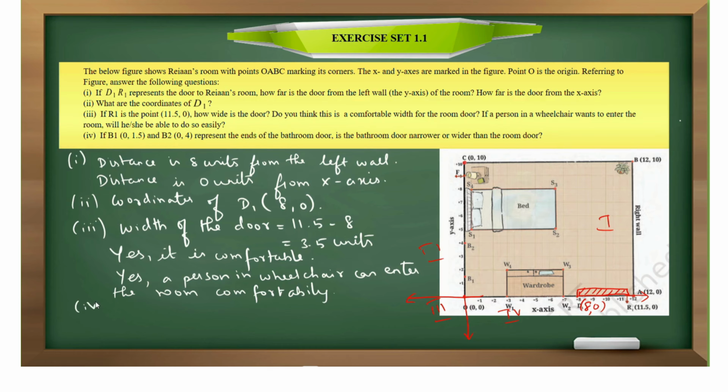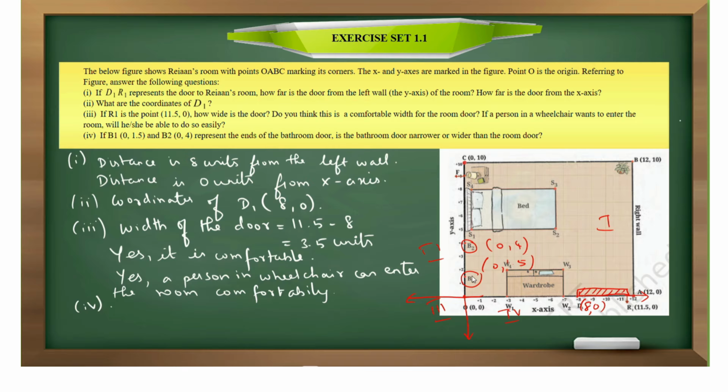Okay, and the last question: if b1 is 0 comma 1.5 and b2 is 0 comma 4, representing the ends of the bathroom door, is the bathroom door narrower or wider than the room door? We already know the width of the room door is 3.5 units. Here they have two points, b1 and b2. This is your b1 point, which is 0 comma 1.5, and this is b2, that is 0 comma 4.